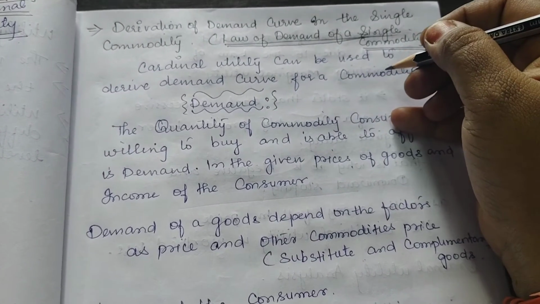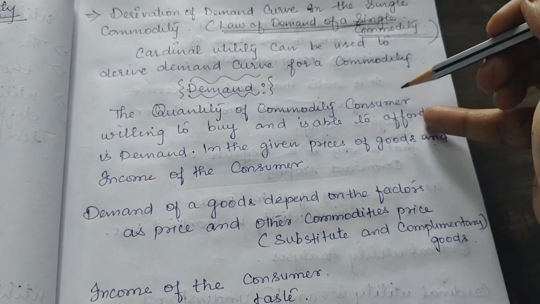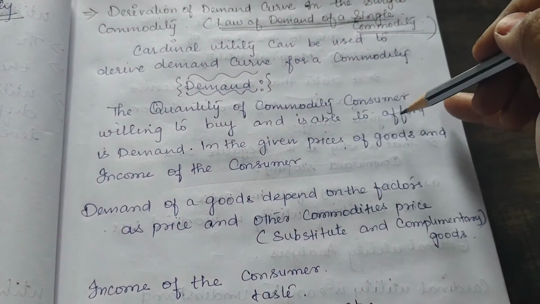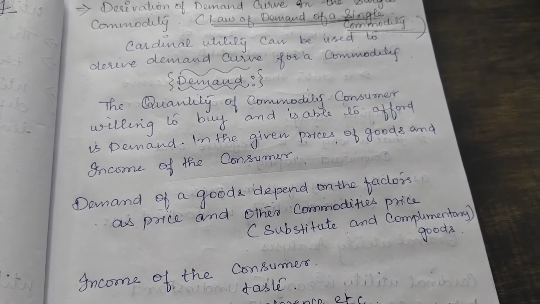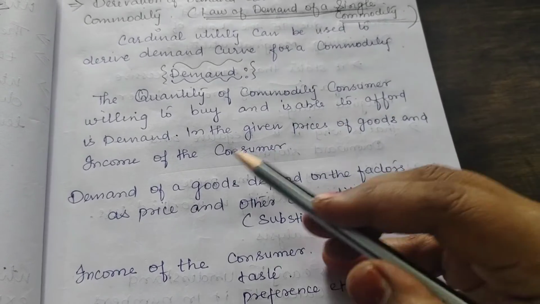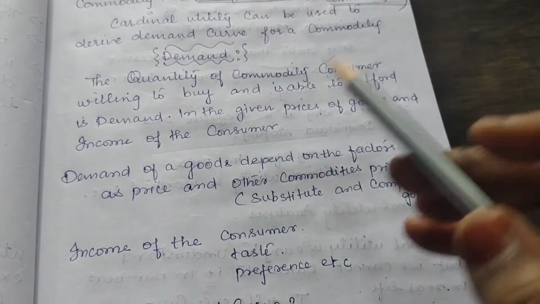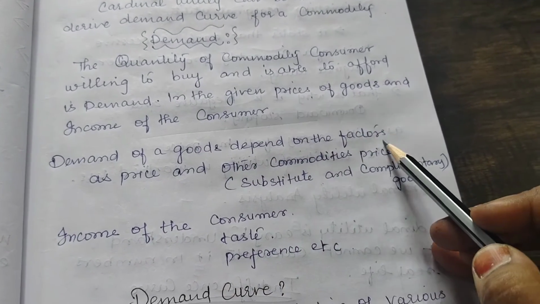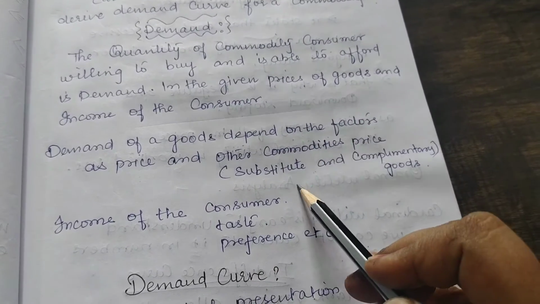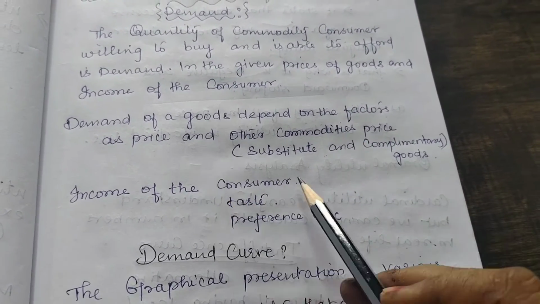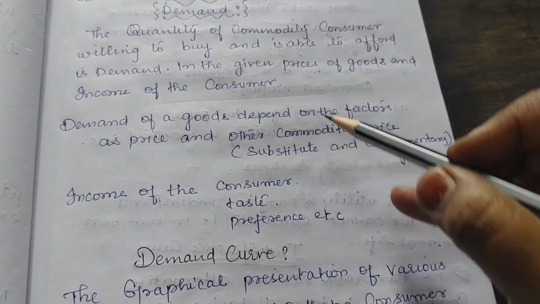Before understanding the demand curve, we need to understand what demand is. Demand is nothing but the quantity of a commodity the consumer is willing to buy and is able to afford. So when the consumer is able to afford it at the given price of the good, and also with his income, that is called demand. The demand for a good depends on certain factors like the price, the price of other commodities like substitute and complementary goods, the income of the consumer, and taste and preference. These are all the factors which impact demand.